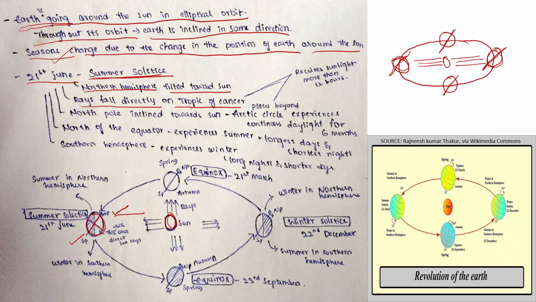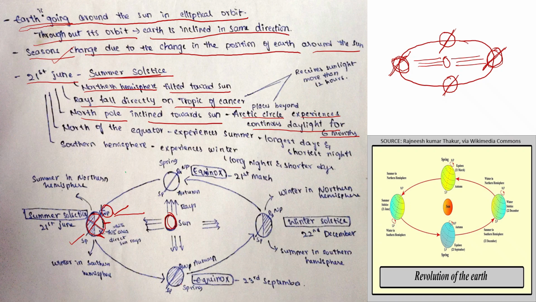And when this is the equator, approximately here the Tropic of Cancer lies. And this can be the Tropic of Capricorn. I hope you are understanding. And the North Pole is inclined towards the sun. And the Arctic Circle experiences continuous daylight for 6 months.